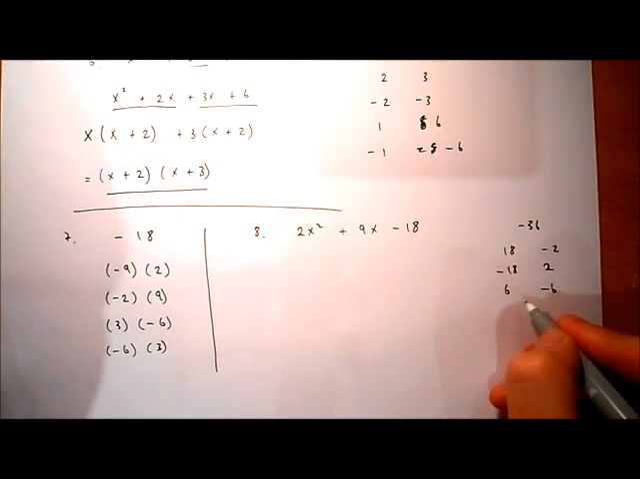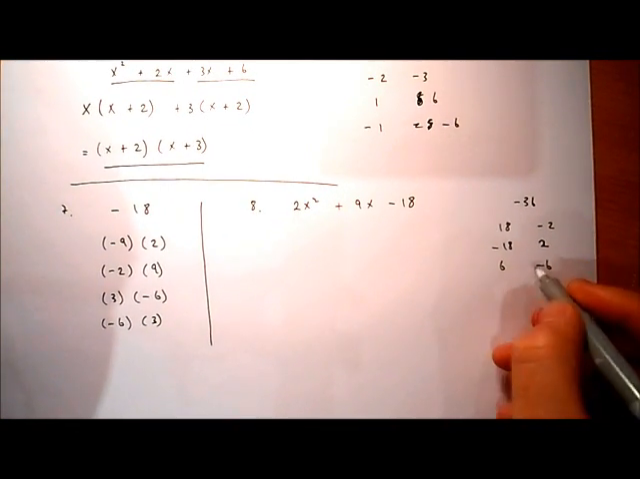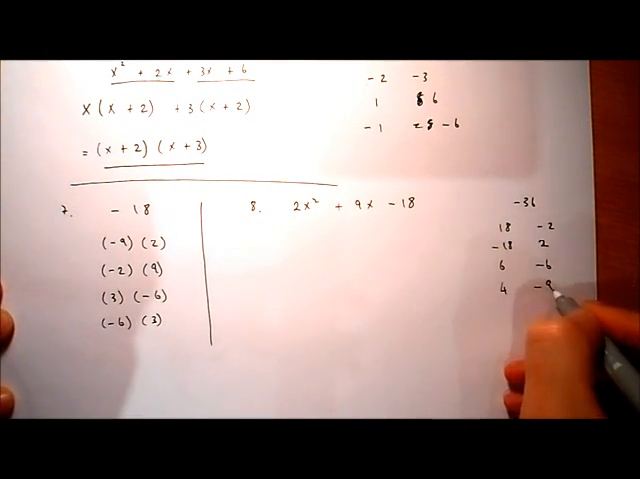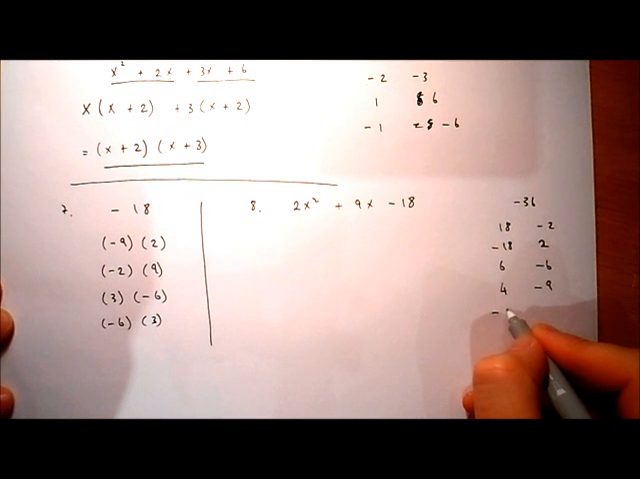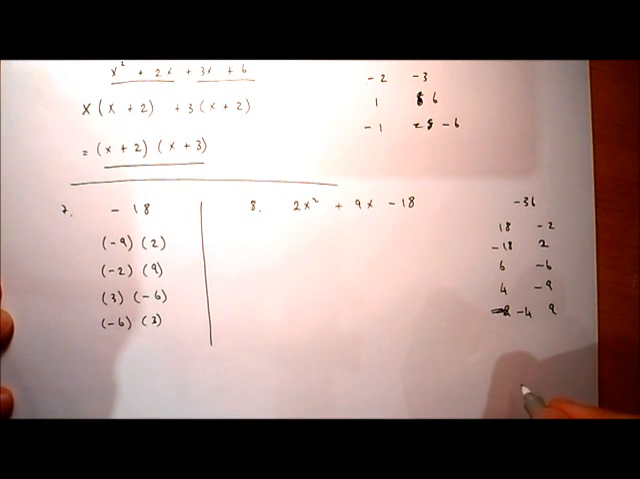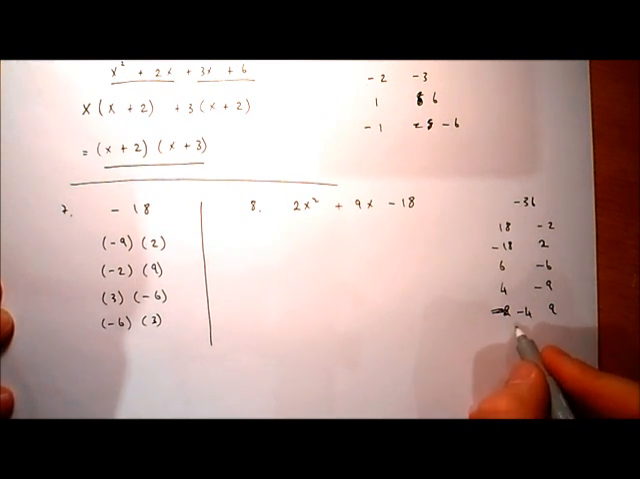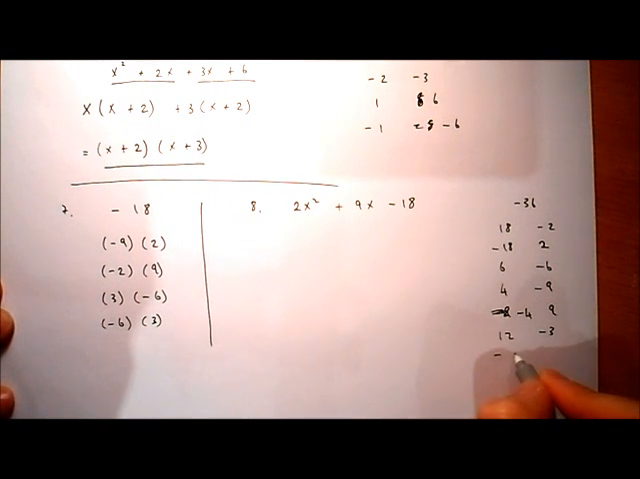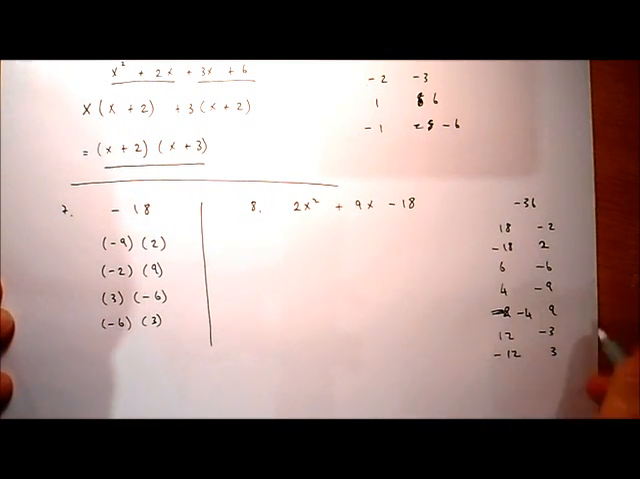What are the other factors? So 6 and minus 6, 18 and 2, 4 and minus 9, or sorry, minus 4 and plus 9. So 1, 2, 3 into 36. We could have 12 and minus 3, or minus 12 and plus 3. So those are all the factors, I think, of 36.